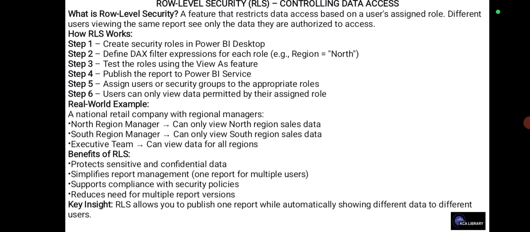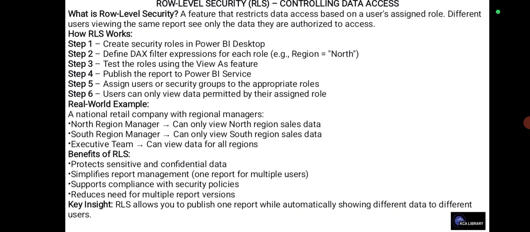Then the third step is to test the roles using the View As feature. Okay. Now after that, you publish the report to the Power BI service. Then you assign users or security groups to the appropriate roles. After that, in the final step, users can only view data permitted by their assigned role. You can see it. Now, you can apply this to a real world example.